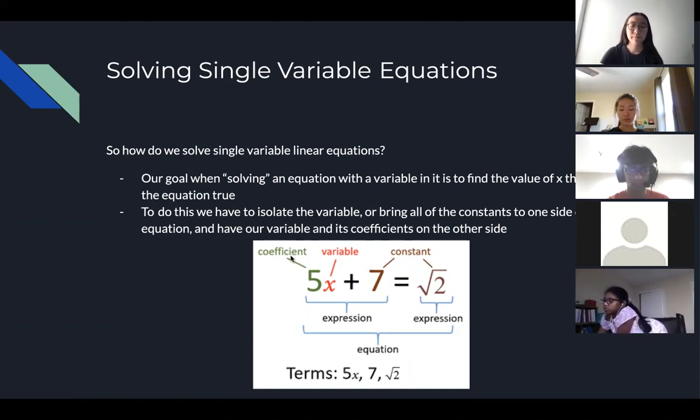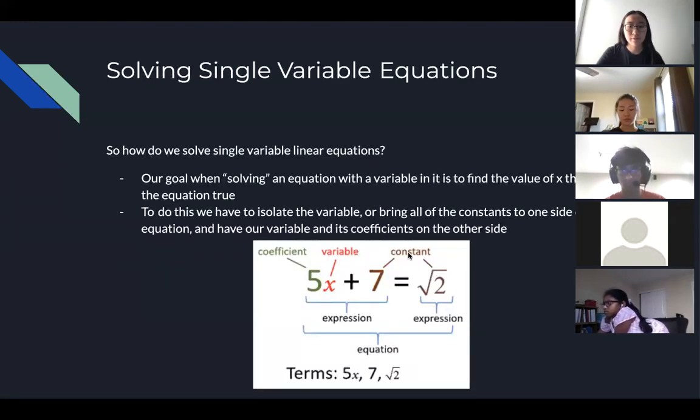Some other numbers: there's a coefficient, which is basically the number that's multiplying the variable. You can see here 5, that means 5 times x. And there's also constant terms, which you might see being added or subtracted.